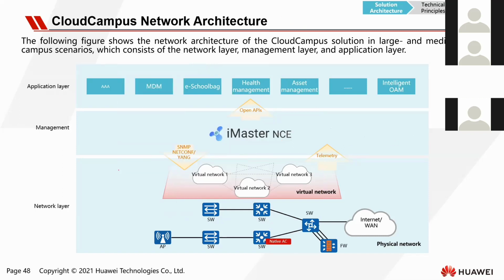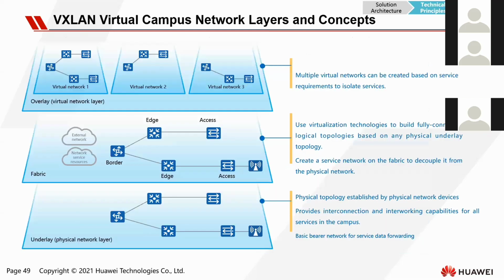So, as you can see here, compared to the cloud managed network, now we have three layers inside the network layer. Inside the network layer, we can actually separate it into underlay network, fabric, and overlay network.